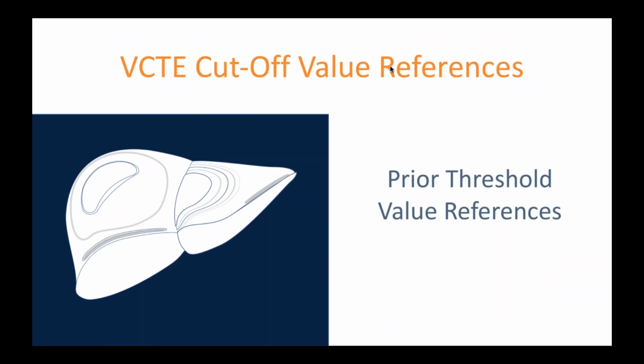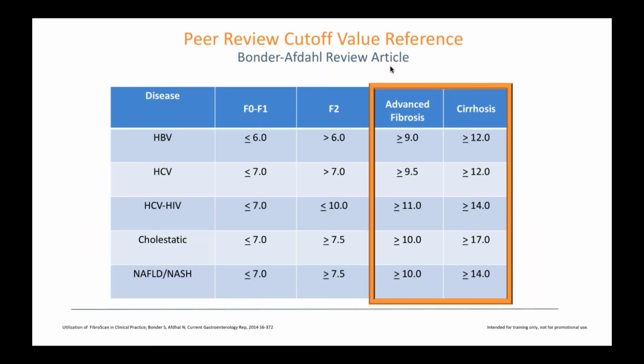Now I would like to do a quick reference for what many of you are probably accustomed to using when you had your FibroScan installed, for those of you that are FibroScan users. These are the prior threshold values that would have been provided at the time that you received your training on the FibroScan. Echosens does not take a position or issue threshold values for VCTE. All we do is suggest what we think is the most current and most credible sources of threshold values, and then we let the provider make their own decision about what they wish to use.